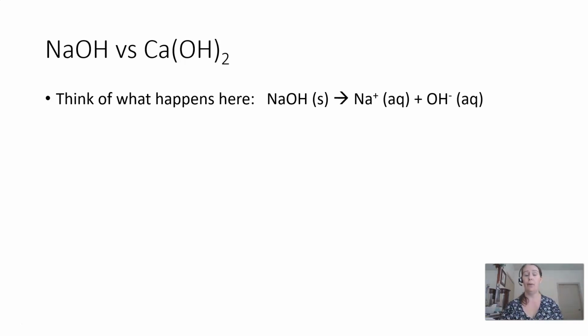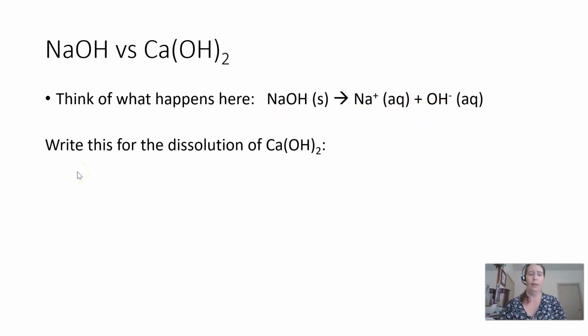They become aqueous. So if I say I have a 0.1 molar solution of sodium hydroxide, there's 1 sodium and 1 hydroxide. So if I have 0.1 moles of this per liter, I would have 0.1 moles of sodium and 0.1 moles of hydroxide. But what would happen if I had a similar equation for the dissolution of calcium hydroxide?